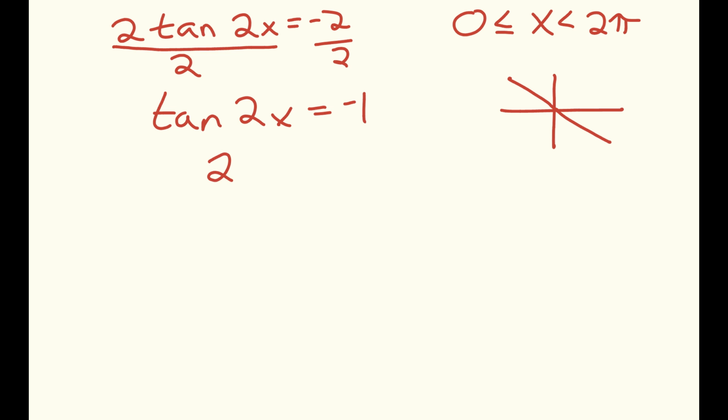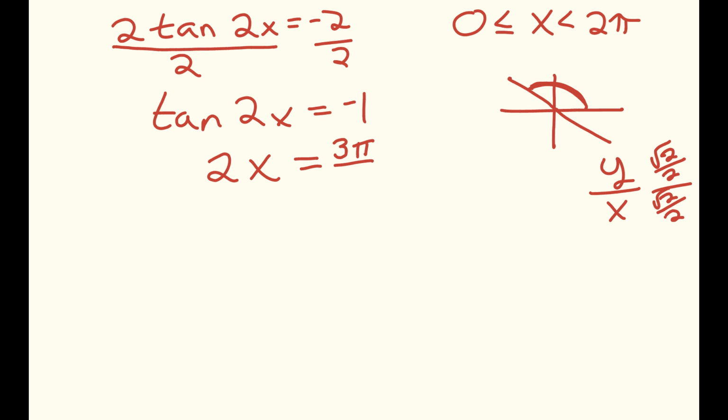So I do inverse trig and I say 2x equals, now what angle gives me a negative 1? This is the one people can get stuck on sometimes because it's a tangent. Remember, tangent is y over x. So to get a 1, y and x have to be the same, and that occurs when you have rad 2 over 2, rad 2 over 2, which is at your 45 degrees or your pi over 4s. So in the second quadrant, a pi over 4 reference angle is a 3 pi over 4 angle. And in the fourth quadrant, a pi over 4 angle is 7 pi over 4.